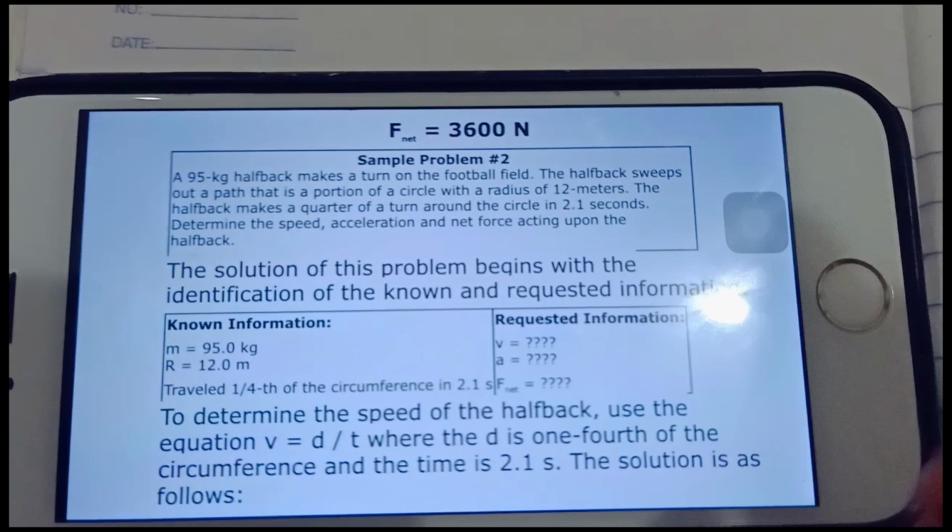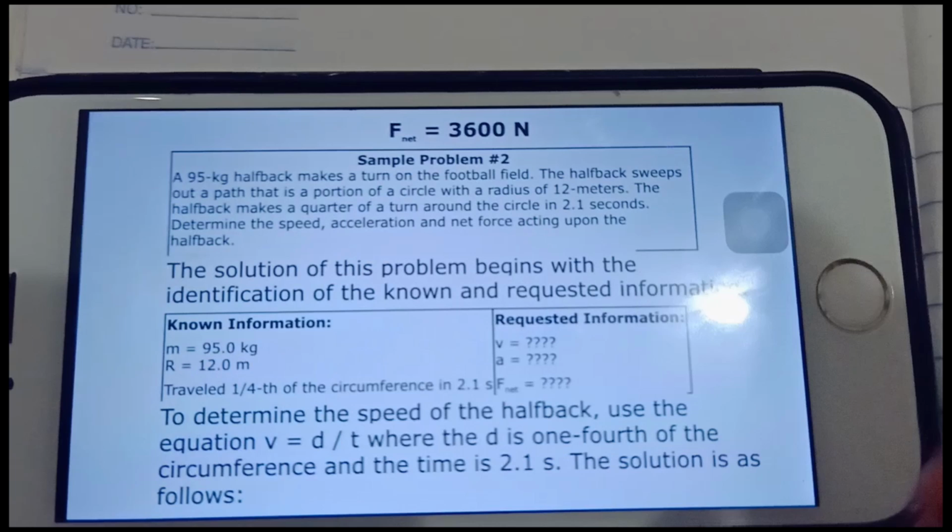So let's go to sample problem number 2. A 95 kilogram halfback makes a turn on the football field. The halfback sweeps out a path that is a portion of a circle with a radius of 12 meters. The halfback makes a quarter of a turn around the circle in 2.1 seconds. Determine the speed, acceleration, and net force acting upon the halfback.